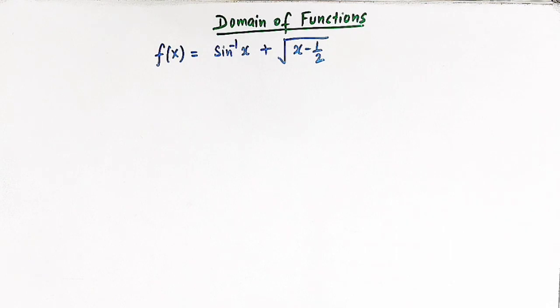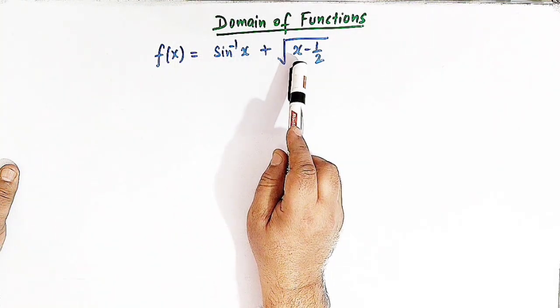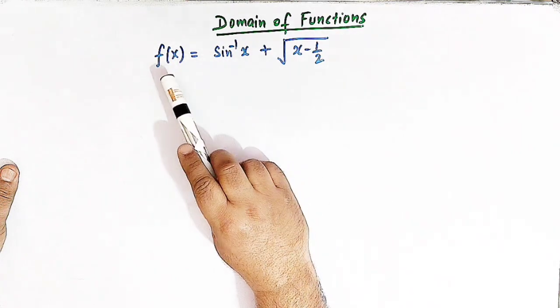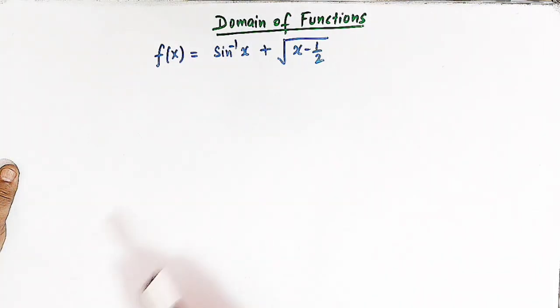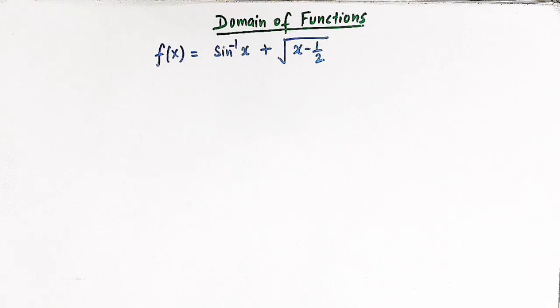Hello viewers. In today's session, we are going to discuss another important and conceptual problem from domain of functions, right? Here we have to find the domain of this function f of x, which is the sum of inverse trigonometric function and the square root function, right? So f of x is equal to sine inverse x plus square root of x minus 1 over 2, right? We have to find all the values of x for which this function f of x is defined, right? So let us start.